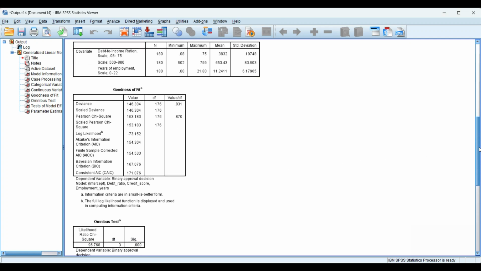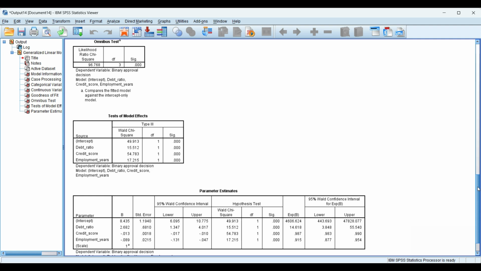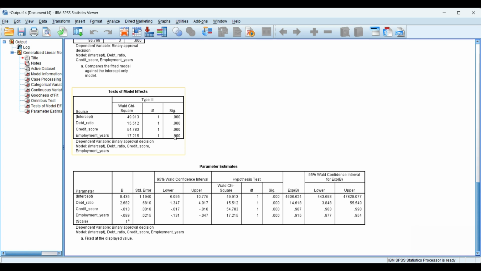So now we move to the next table. This is the omnibus test. The likelihood ratio chi-square is 96.768 with degrees of freedom 3, and the p-value is significant, 0.000, which is lower than 0.05. Next is the table of tests of model effects. We can see here debt ratio, credit score and employment years all show significant values lower than 0.05. So it means all three independent variables are predicting the dependent variable, loan approval.